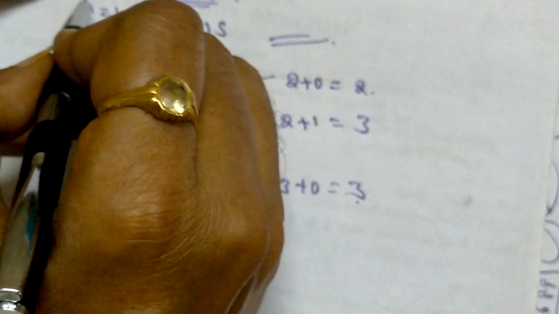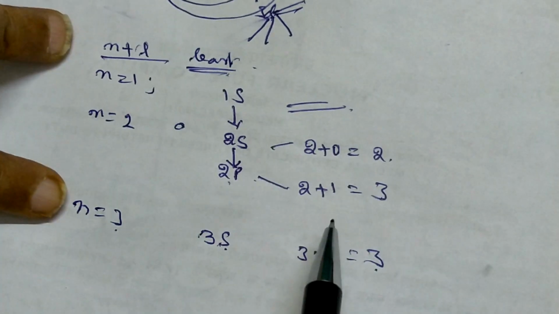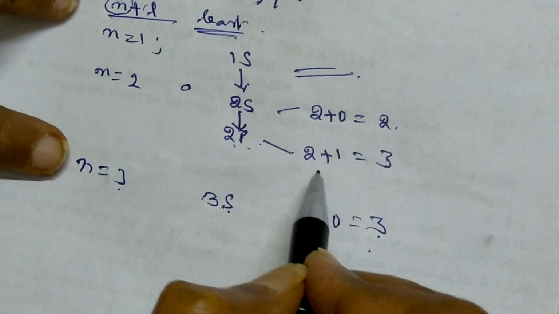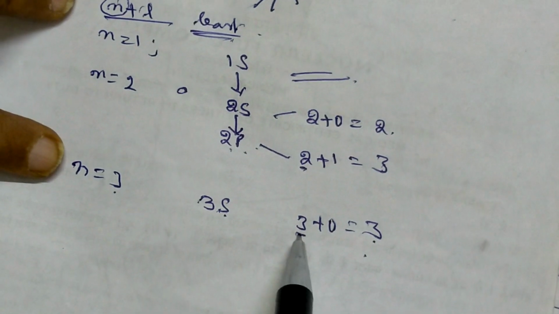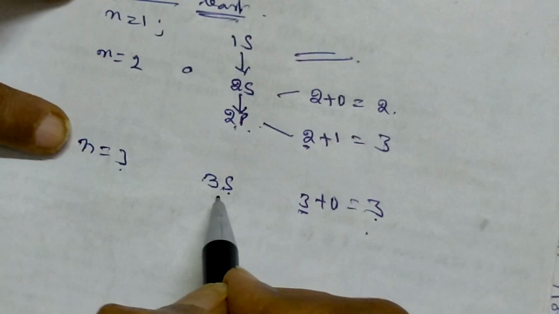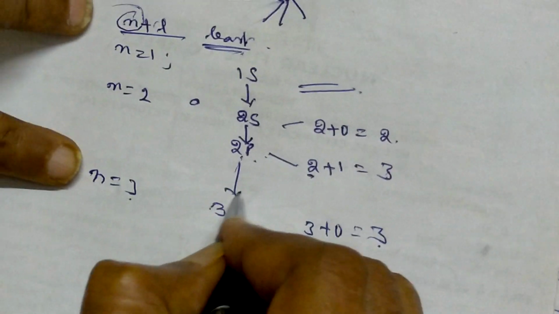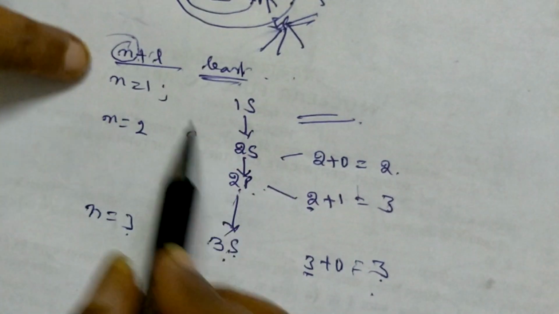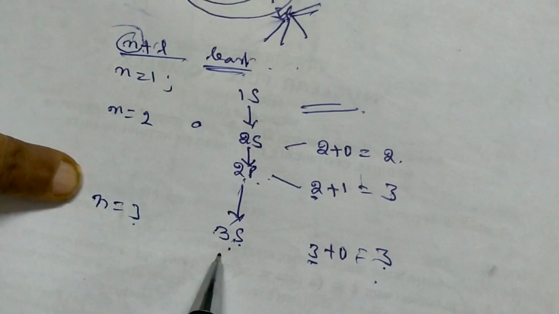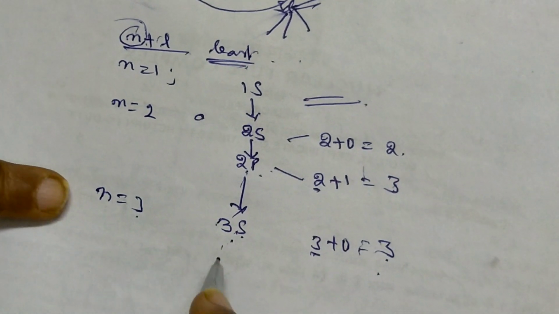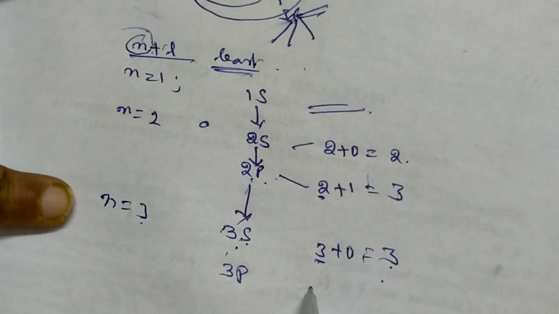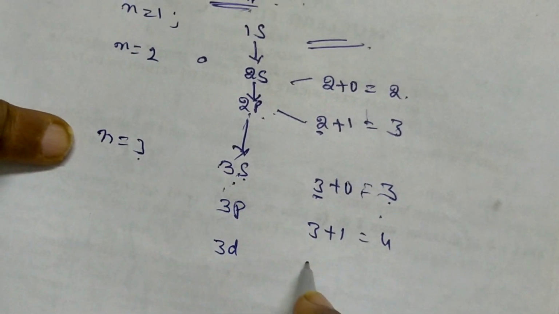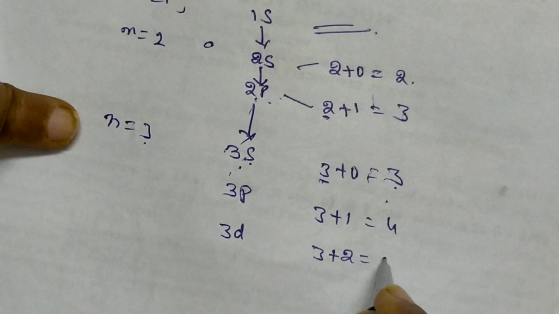The next rule is, first, N plus L is the least. If N plus L is the same, then whichever has the lowest N will be first. Here 2 is lower, 3 is higher. So 2p is lower, then 3s. Understood, I think. N plus L is to be considered first. If N plus L is the same, then whichever N is lower is considered. Then 3p is 3 plus 1, which is 4. Then comes 3d. The 3d value is 3 plus 2 equals 5.